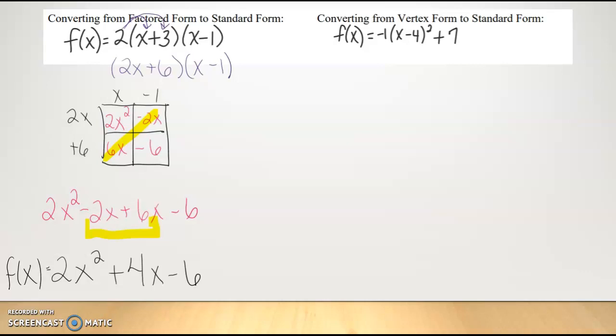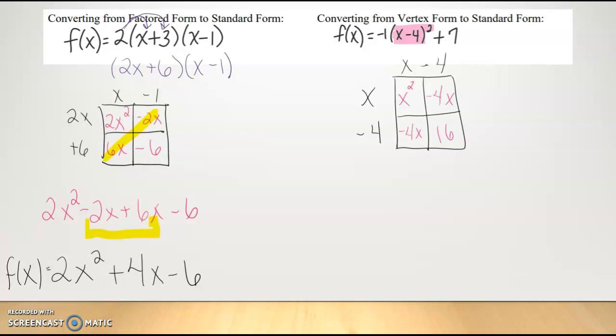I can use the same idea with vertex form, except this time I see that I have an x minus 4 squared. So what I'm going to do first is multiply, because x minus 4 squared is just the same thing as x minus 4 times x minus 4. So x times x is x squared. x times negative 4 is negative 4x. I have another negative 4x and a positive 16.